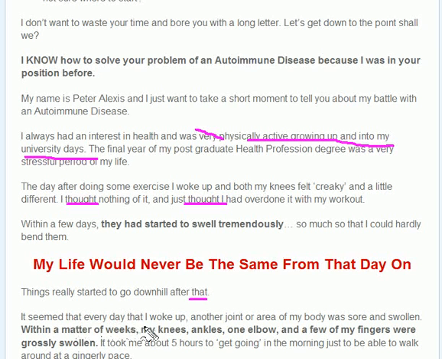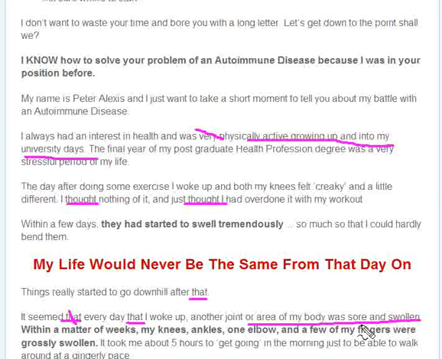Okay, "it seemed that every day." See the repetition of the same word one after the other as well. "It seemed that every day, it seemed," okay, this one can go. "It seemed every day that I woke up, another joint or area of my body was sore and swollen." So here again, you are telling. Rather say something like, it was like climbing a mountain just to try to get out of my bed, and stuff like that.